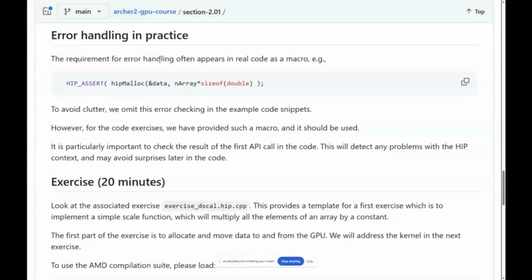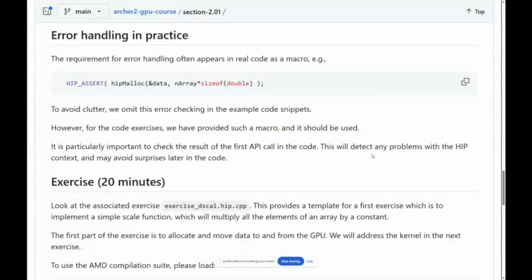It's particularly important to check these API calls to detect problems in this HIP context. What I would advise is to collect little checking macros like this for your own codes and try to keep them around in a useful place. I remember them when I have to write HIP code so that I can have them on hand and quickly look at them as and when they're needed.